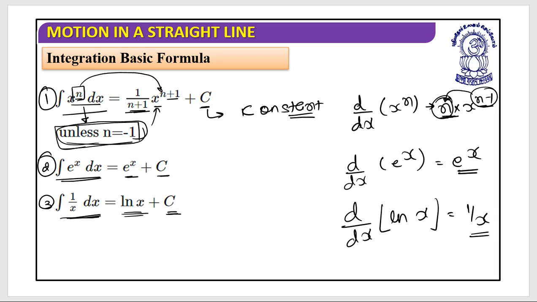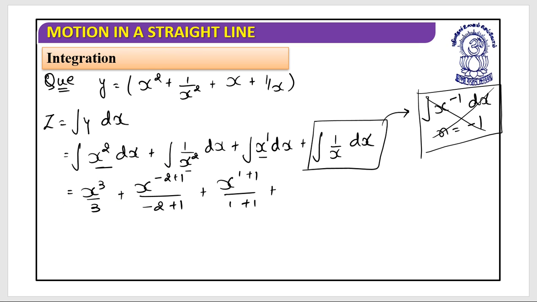What did you assume? X to the power minus 1 or ln x? If you have assumed ln x, great, well done. So integration of 1 by x is ln x plus c.